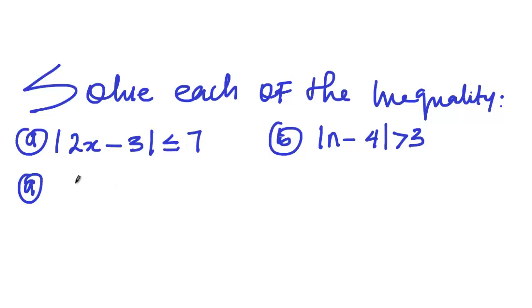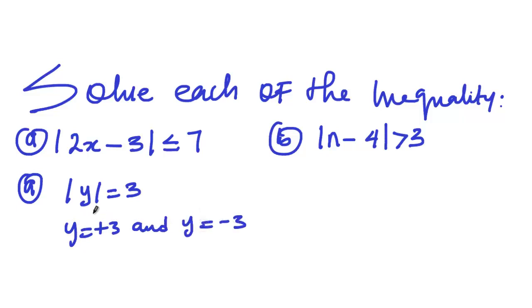For example, if I say the absolute value of y is equal to 3, what this implies is that there are two possible values of y that will return 3. Y can be plus 3, and also y can be minus 3. If I plug in plus 3 and minus 3, it will still return plus 3, because inside the absolute value, it is the distance of minus 3 and plus 3 from 0 on the number line.